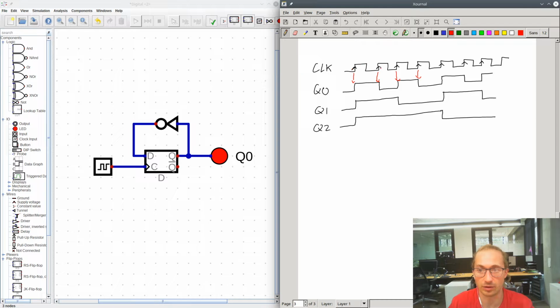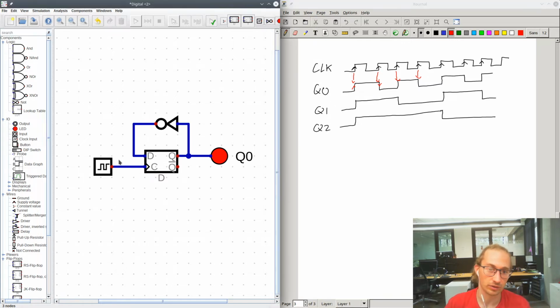Because the clock line has two edges, a positive and a negative edge. And if Q0 changes state only on every positive edge of the clock, that means whatever the frequency of the clock line is, the frequency of Q0 will be half of that. So I've got a circuit there that does that.